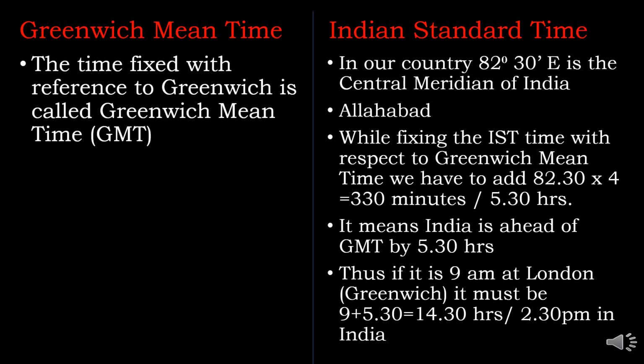Thus, if it is 9 a.m. at London, it must be 2:30 p.m. in India. So, if you add 9 plus 5 hours 30 minutes, we get the answer 14 hours 30 minutes. It means 2:30 p.m. in India.